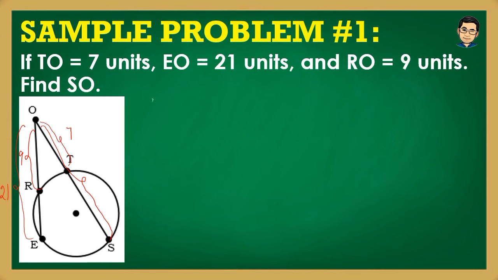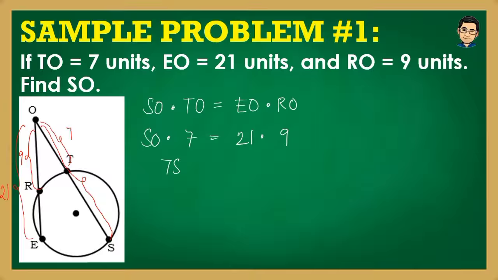So SO times TO is equal to EO times RO. SO times the measure of TO, which is 7, equals EO 21 times RO 9. So SO times 7 is 7 SO equals 21 times 9, 189.